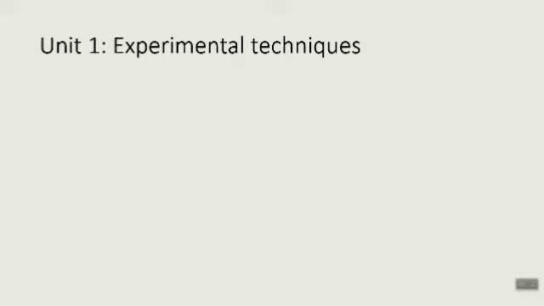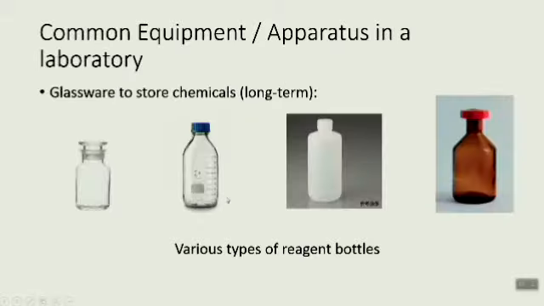Let's start with the common equipment and apparatus in a laboratory. First, the glassware to store chemicals long-term. We have various types of reagent bottles, as you can see on the screen. Remember that you do not put anything into the reagent bottle because you can contaminate the chemical inside. If you want to take the chemical, first pour it out into a temporary container.